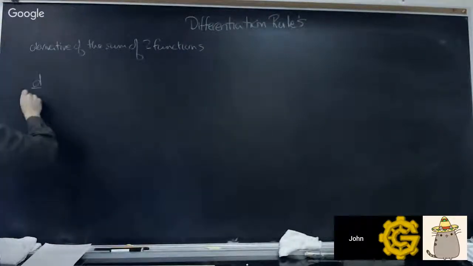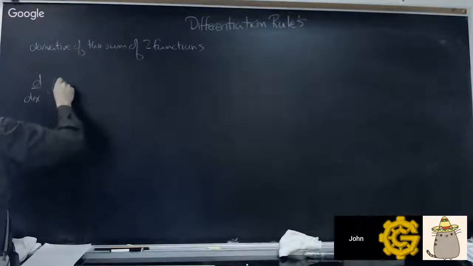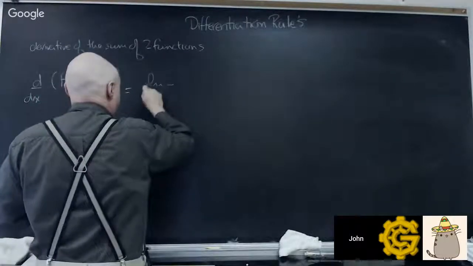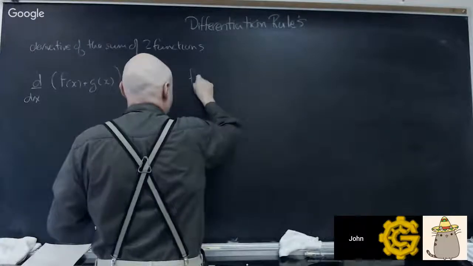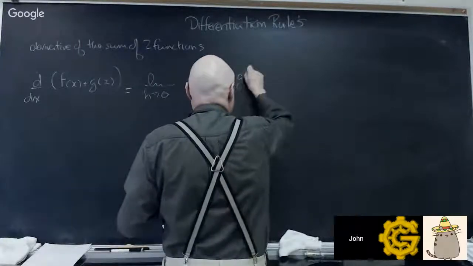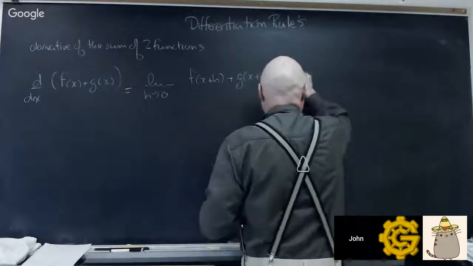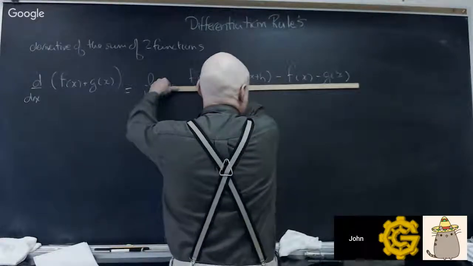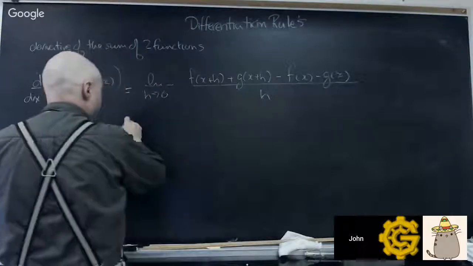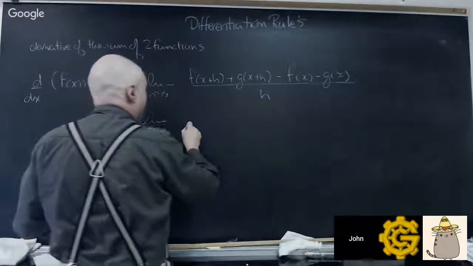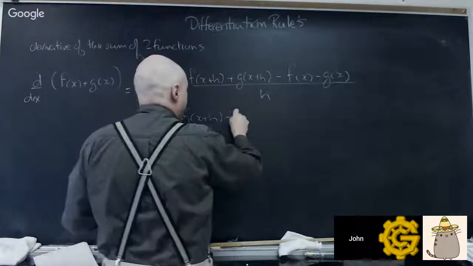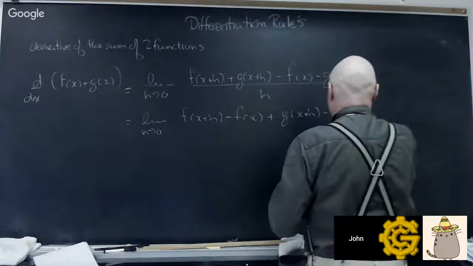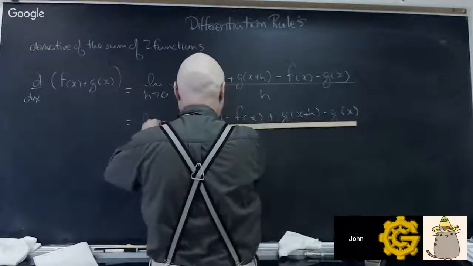Okay, so I'm going to take the derivative with respect to x of f at x plus g at x. So that is equal to the limit as h goes to 0 of f at x plus h plus g at x plus h minus f at x minus g at x, and that is all over h. Good. Okay, so we can change that to the limit as h goes to 0 of f at x plus h minus f at x plus g at x plus h minus g at x. That is still all over h.